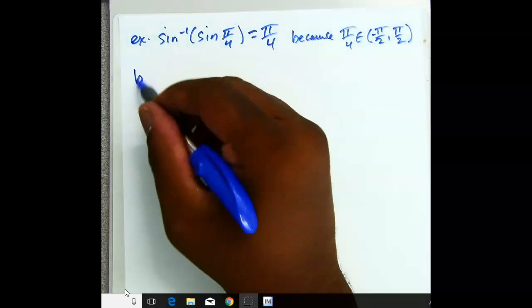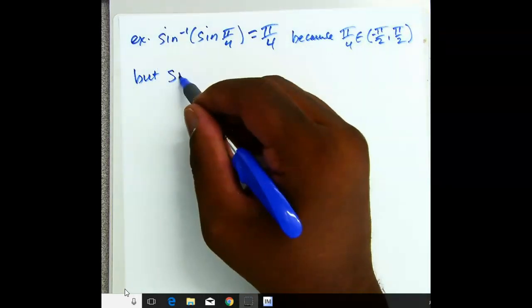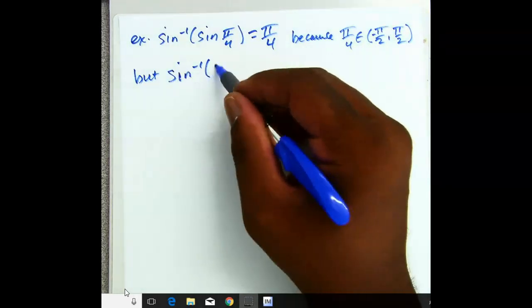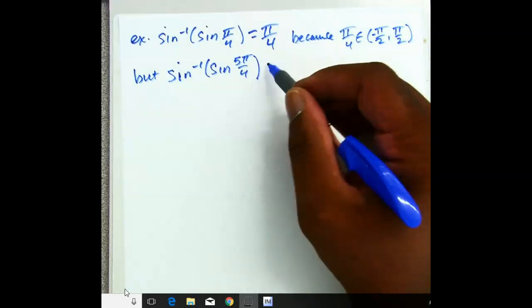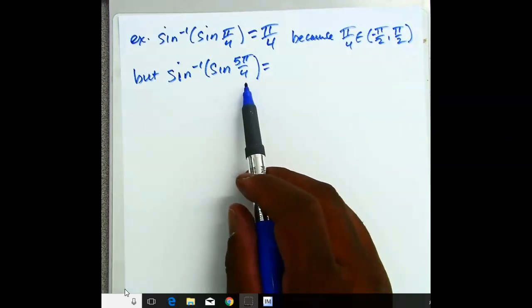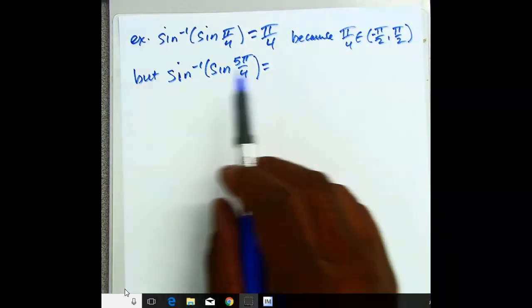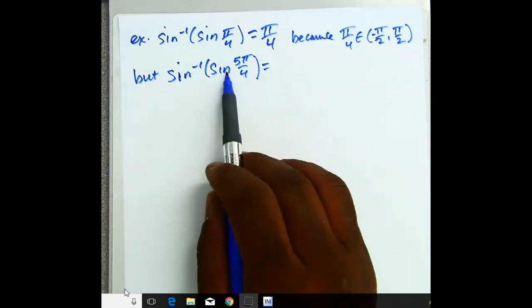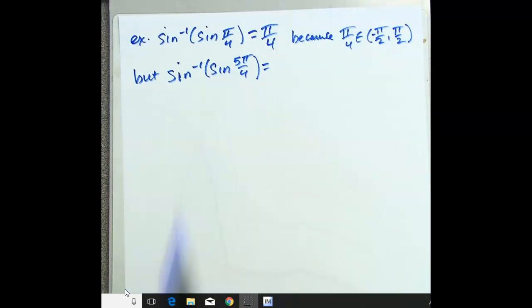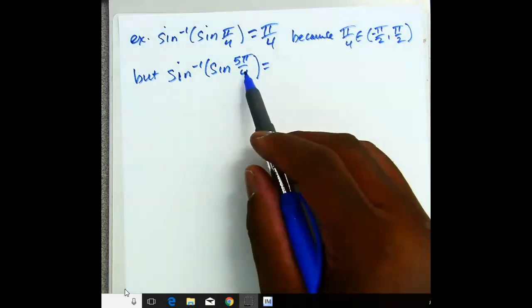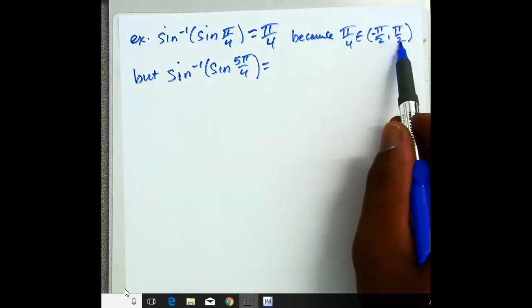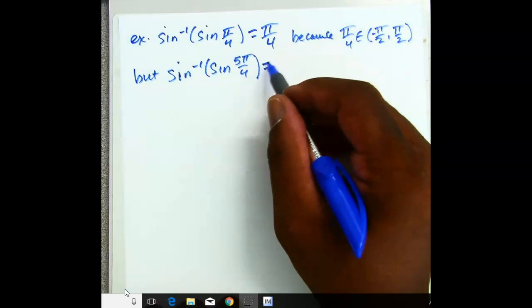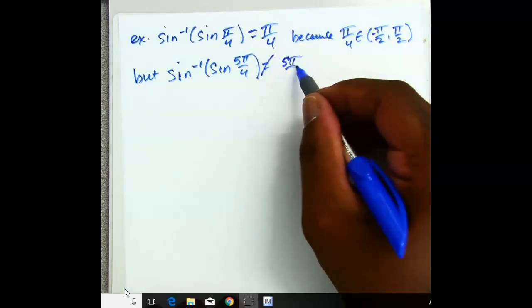But take a look at this next example. How about the inverse sine of the sine of 5 pi over 4? Well, the answer here is not 5 pi over 4, so I just can't let this inverse sine and this sine undo each other and our answer be 5 pi over 4, because 5 pi over 4 is not in the domain of negative pi over 2 to pi over 2. Okay? So the answer here is not equal to 5 pi over 4.